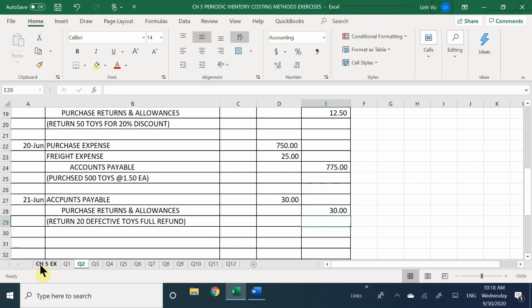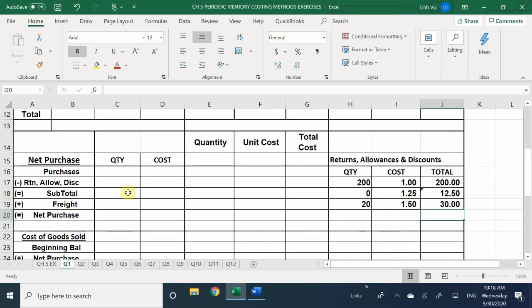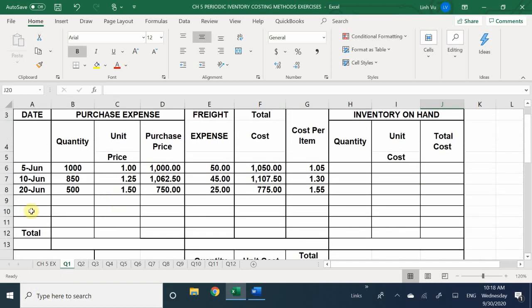Now, we've completed that. Now, let's see what has happened next. On June 25th, you purchased a total of 600 toys at $1.75 each, and the freight was $30. Okay, so here I'm at 600 items at $1.75. So what I'm going to do is go straight to my worksheet.